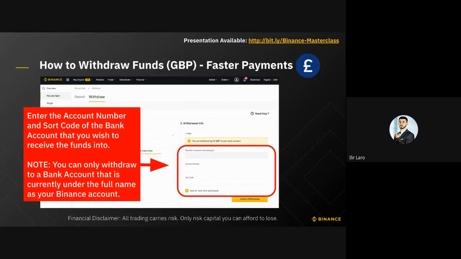So something to keep on top of. You can only withdraw to a bank account that is currently under the same full name as your current Binance account. So if I created this account under my name, I can only withdraw funds to a bank account in the same name as me. I can't withdraw to a friend, I can't withdraw to a parent, I can't withdraw to a sibling. The transaction will get rejected.